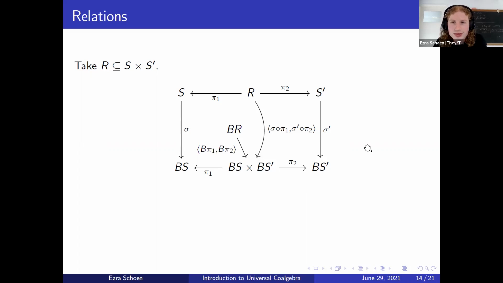Now, on the other hand, if we take B of R, we have a map B of pi1 to BS and B of the second projection to BS prime. And then again, we get a unique map to this product here. And now we would get a span if there is some map from R to BR such that this triangle commutes. Because then the projection morphisms will just be coalgebra morphisms.